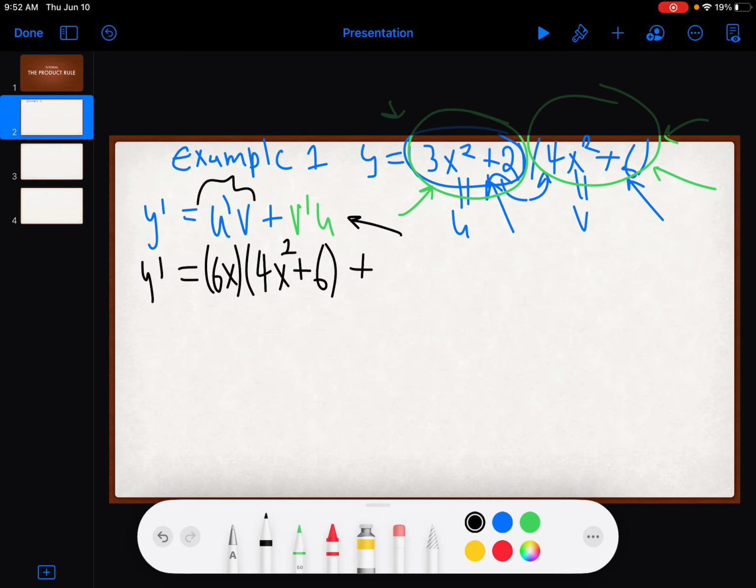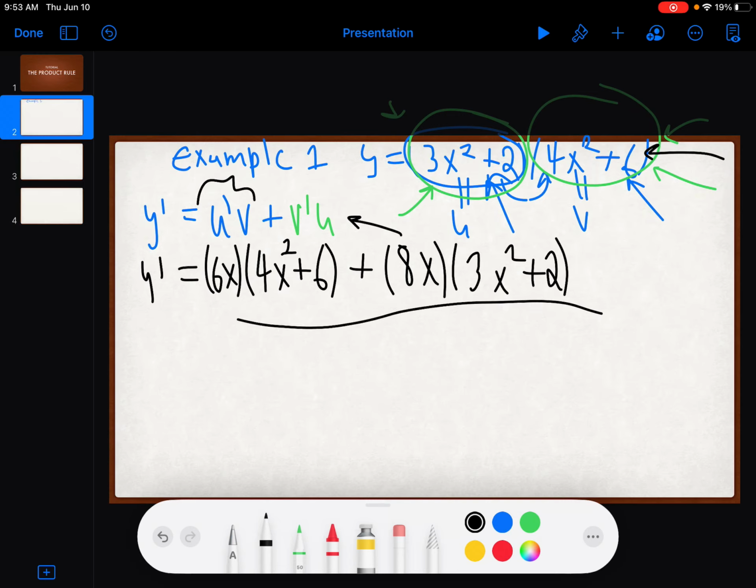So now we add, so plus. Now it's v prime times u. So what is v prime? Well, what is v? Well, v is this right here, 4x squared plus 6. And v prime would be the derivative. In this case, we have a constant 6 here, and the derivative of that is 0. So we only have to deal with this first part, which is 4x squared. And using the power rule, the derivative of 4x squared is just 8x. Put that in brackets, and multiply it by u. And what is u? Well, it's just 3x squared plus 2. We're done. We got our derivative.